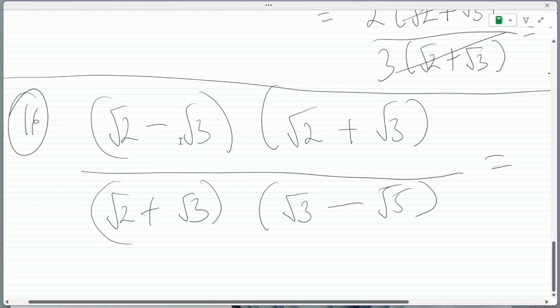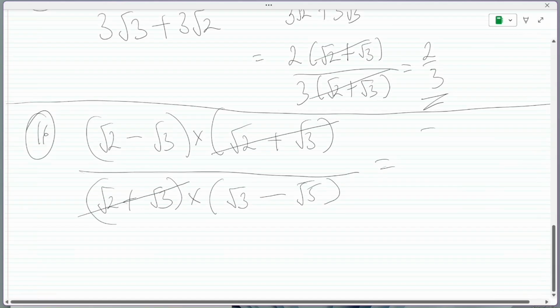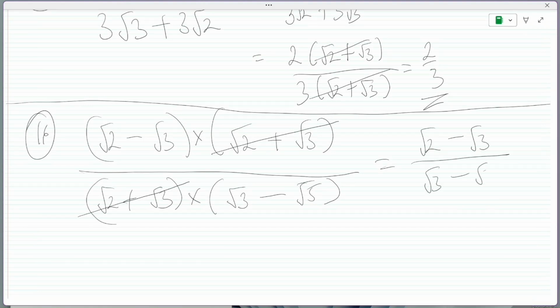Question 16. You have root 2 minus root 3 times, in second bracket, root 2 plus root 3 over root 2 plus root 3 times, in second bracket, root 3 minus root 5. And you're asked to solve or simplify. Since you have root 2 plus root 3 at the denominator and root 2 plus root 3 at the numerator, and you have them linked with times here and here, since they are the same, they can cancel out. You will be left with root 2 minus root 3 over root 3 minus root 5.